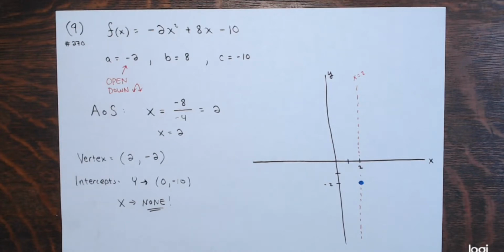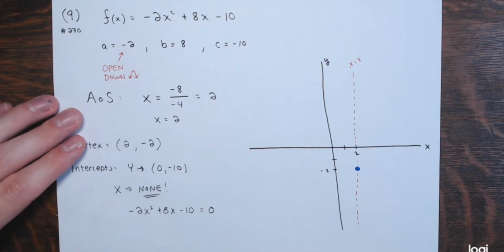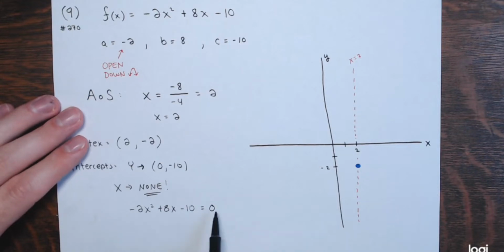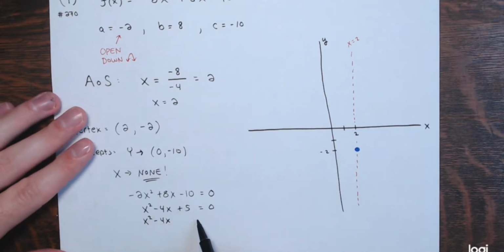Now, say you didn't see that, and you were to try solving the equation: when is negative 2x squared plus 8x minus 10 equal to 0? You're going to see that the solutions to this equation aren't real numbers. They have an imaginary number in them. Watch. First I'll divide everything by negative 2: x squared minus 4x plus 5 equals 0. Subtract the 5. You can use the quadratic formula if you want, but I'm going to do this one by completing the square. I'd be adding 4 to complete the square.